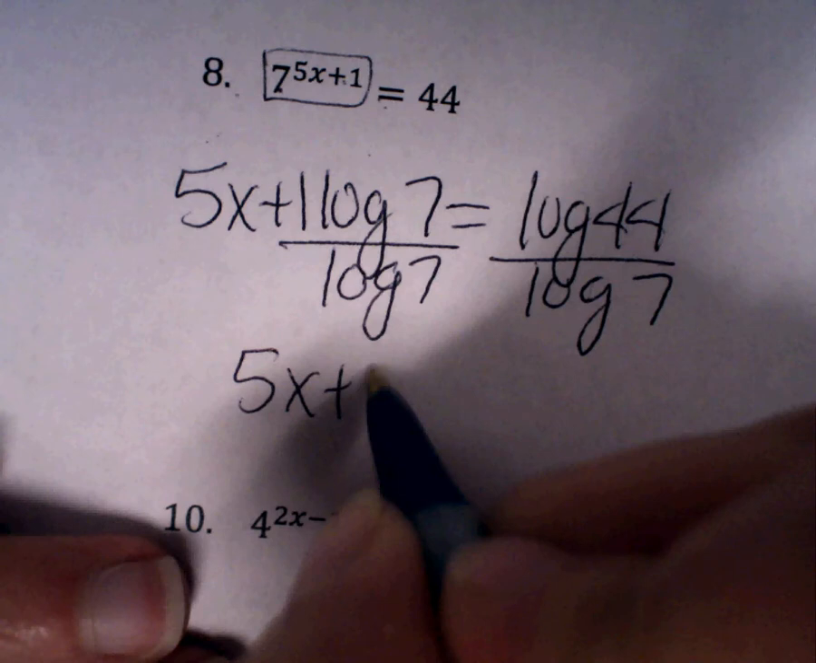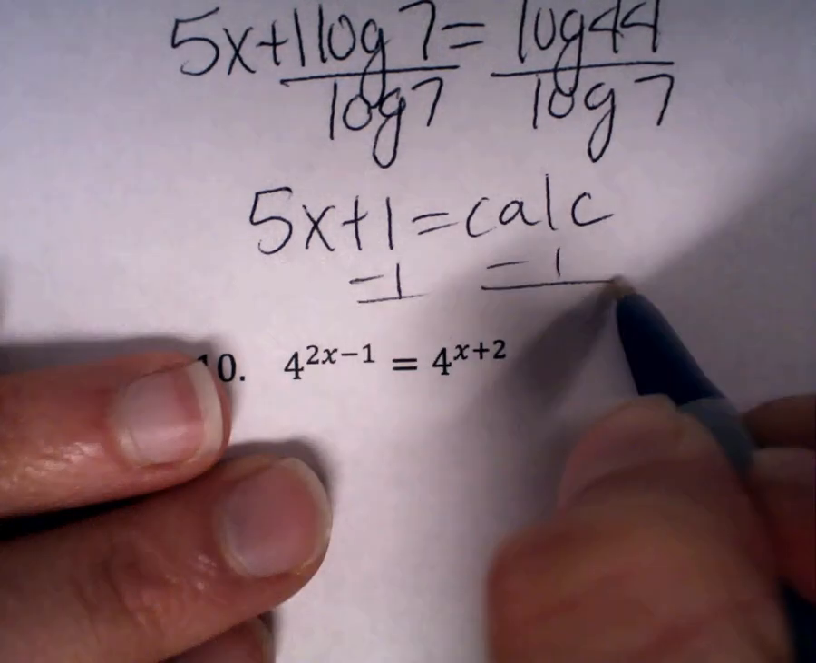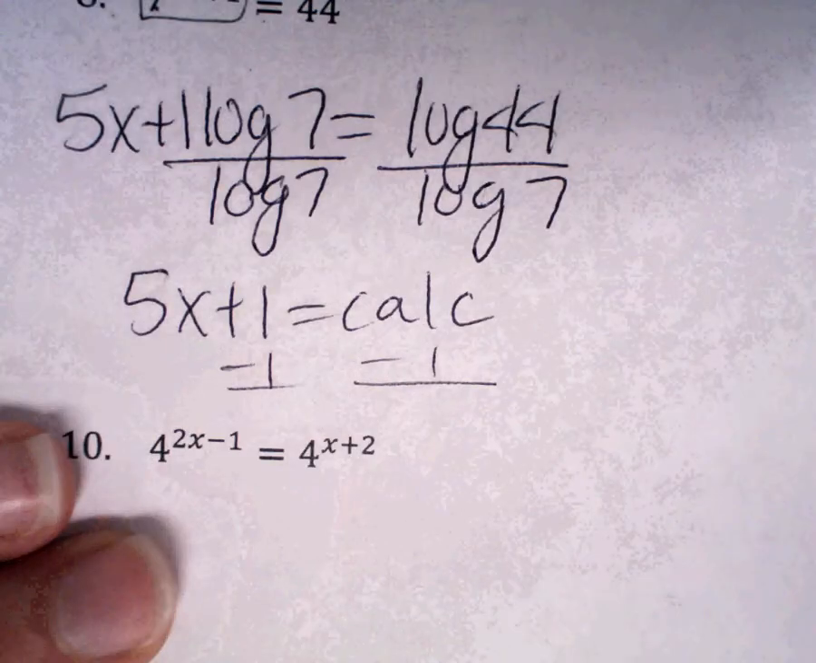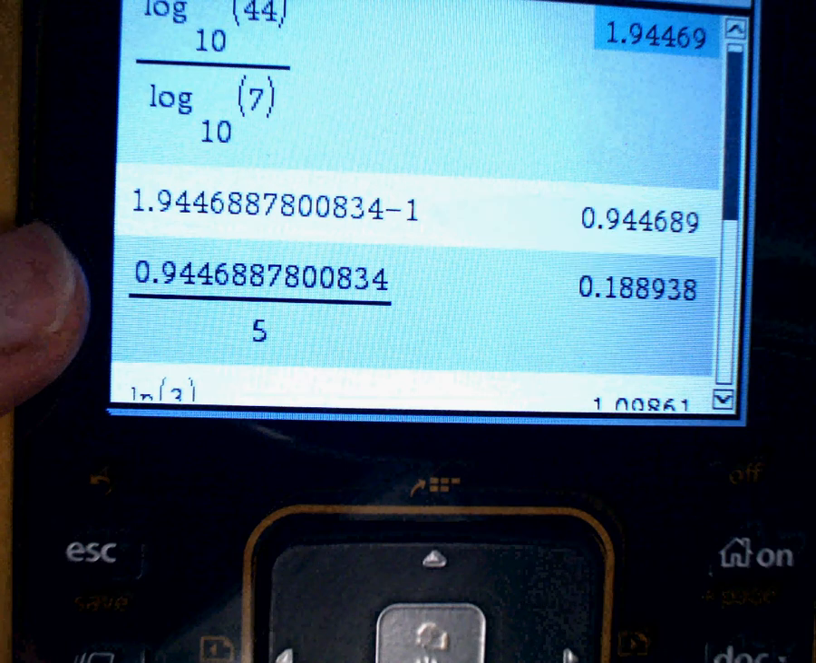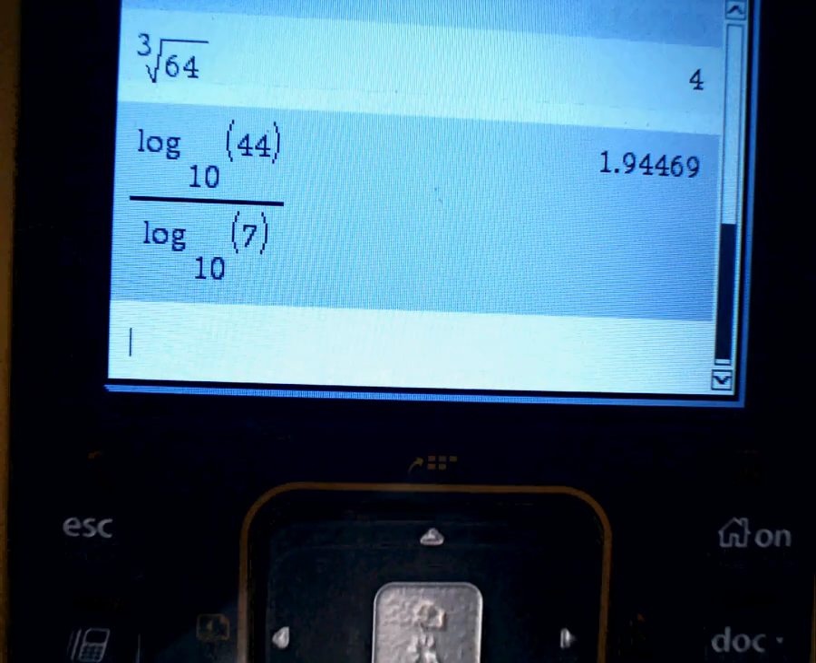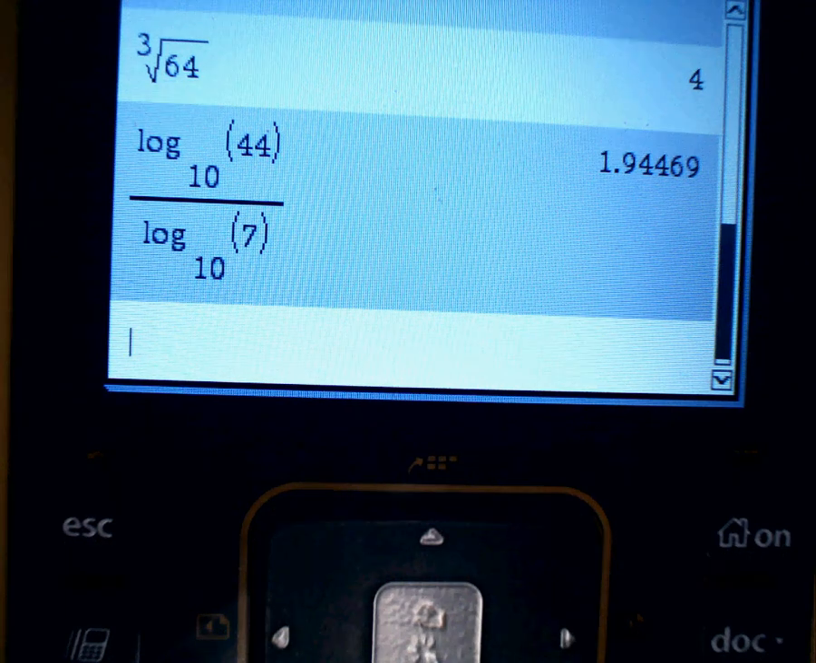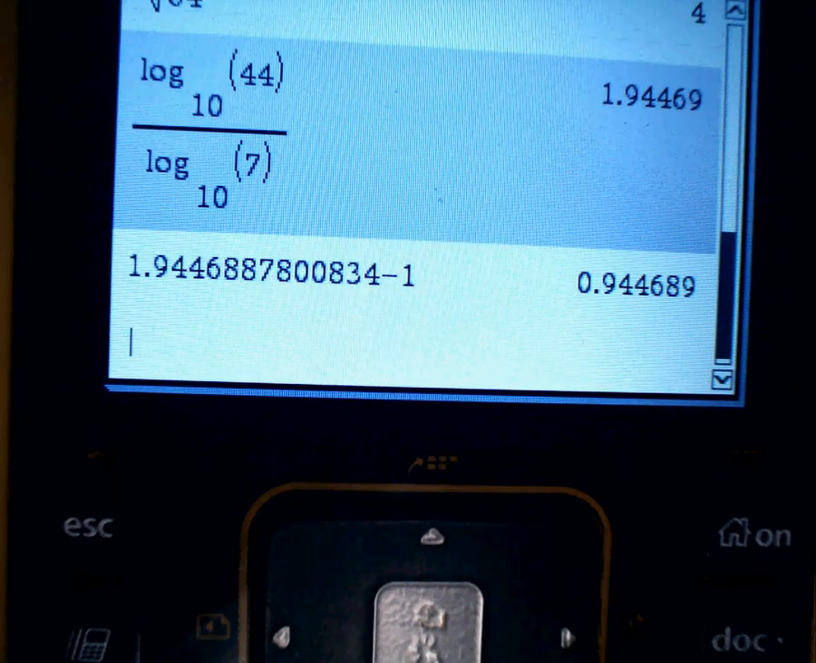Now I'm into just regular old solving, the days we miss. So I'm going to subtract 1. In my calculator, you can see here I put minus 1. So let me just do this for you. I'm going to take this, press enter. Okay, so this is what we got, right? And then I'm going to hit the minus sign 1. Okay, and I get that.